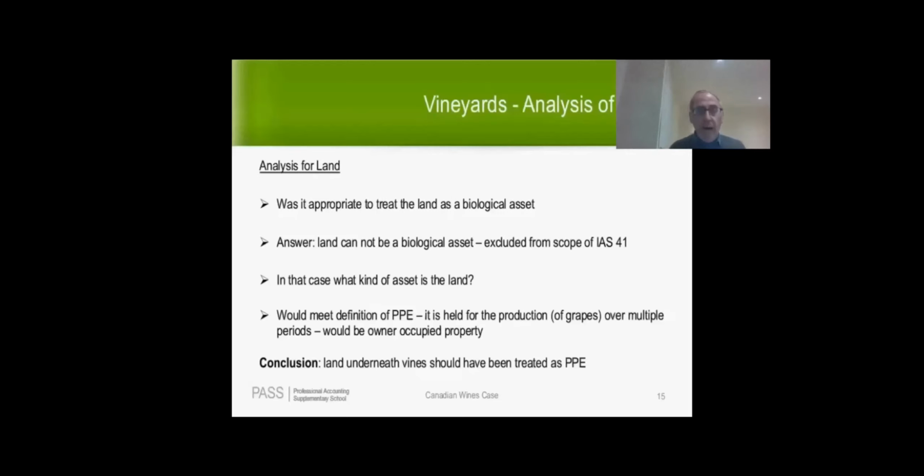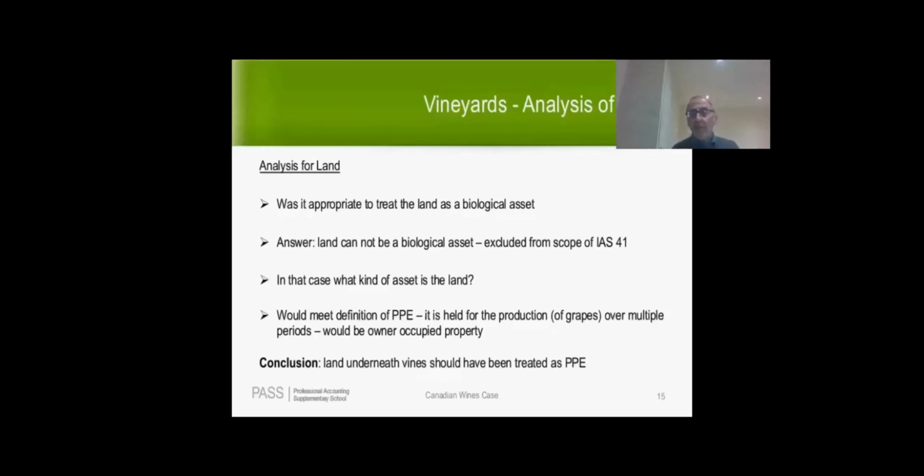You may remember that under IFRS, you've got two handbook sections for land. One would be PPE, and one would be investment property, IAS 40. What I'm saying to you is this is not investment property. Here it's being used by the company to produce its own grapes. Therefore, it's clearly owner-occupied property and would therefore be PPE. If I'm a company and I own land and I rent the land to a company that produces grapes, that would be investment property.